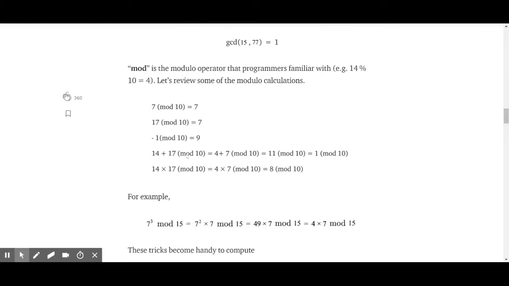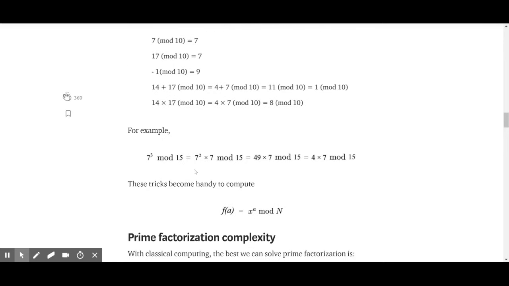Okay, so you've got some operations. 11 is 1 modulo 10. For example, 7 to the power of 3 is 7 to the power of 2 times 7. These tricks become handy to compute this.